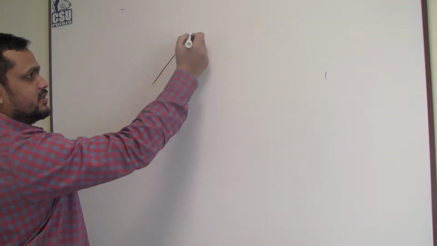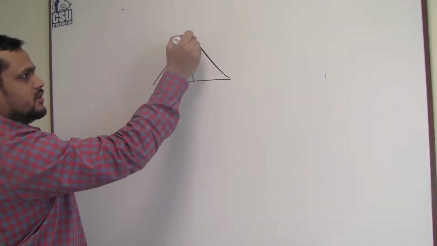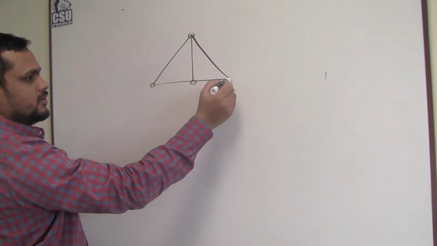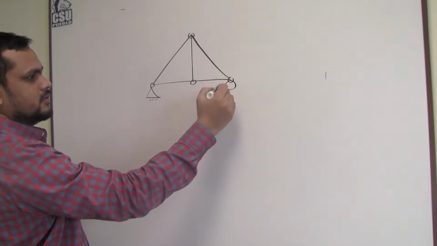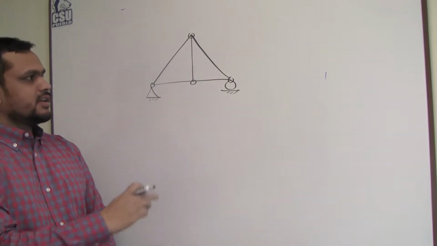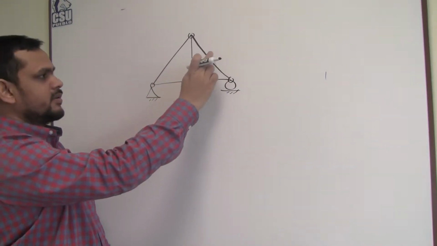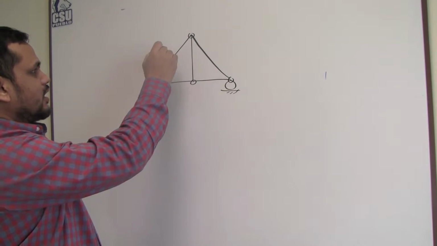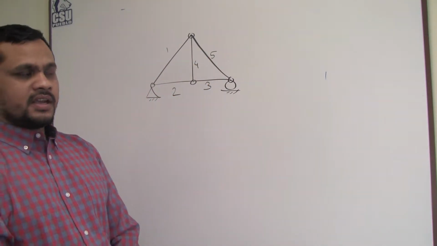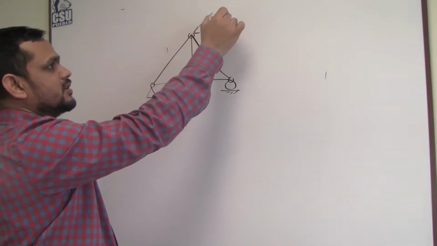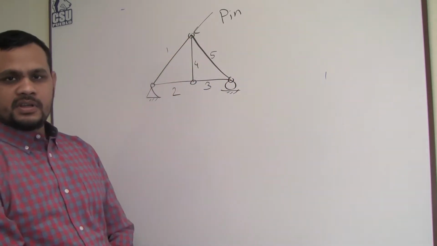So say this is a truss. You can see here this is a member, another member, another member, another member, another member. So here 1, 2, 3, 4, 5. Here 5 members. They are connected by pin joint. So in truss all the joints must be pin.